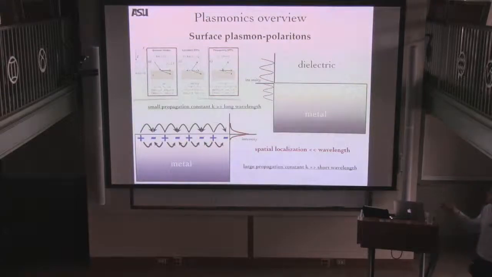exhibit negative epsilon. So if the real part of epsilon becomes negative at a given frequency, then we'll have so-called propagating surface plasmon polaritons, and these basically can propagate along the interface, but exponentially decay into the dielectric or metal as well. Now, the interesting part is that they have a strong spatial localization because they have a large propagation constant and short wavelength. So they are oscillating at the given frequency of interest, but they are strongly localized in space.